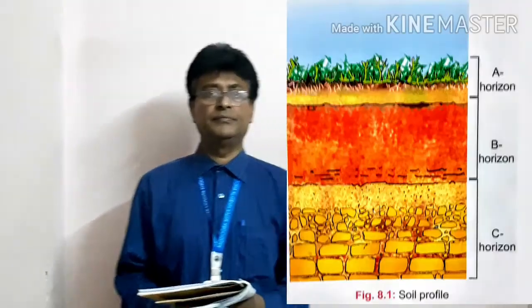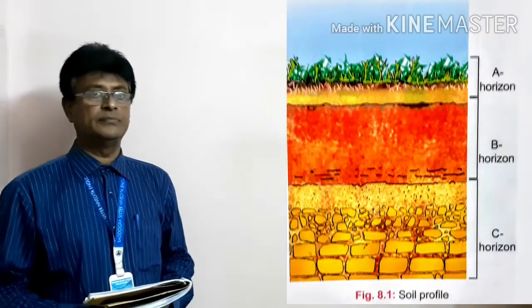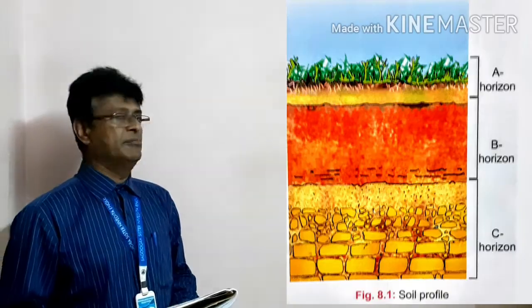Question number 4. Draw and label the soil profile. Here is the diagram. Question number 5. State 3 factors on which nature of soil depends upon. The answer. The factors are as follows. Number 1, the rocks from which it has been formed. Number 2, the type of vegetation that grows in it. And number 3, the climate.